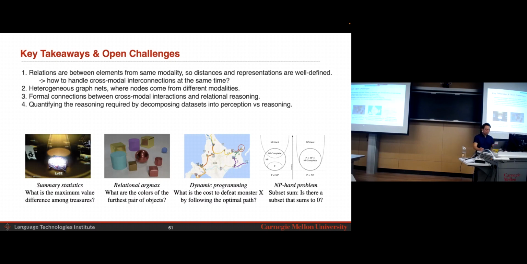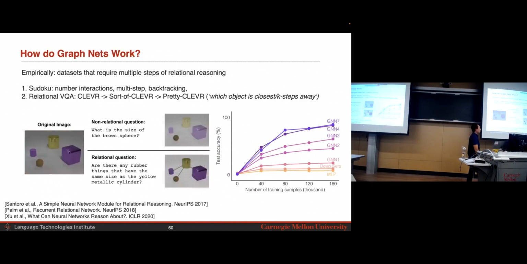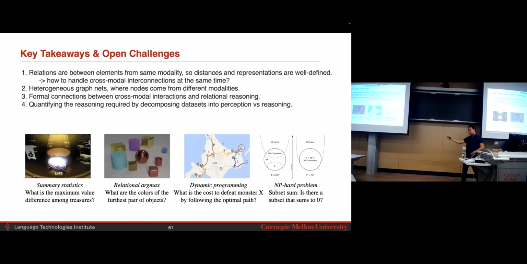And finally, one interesting thing is that many datasets claim to require reasoning, but people soon realized they don't require reasoning, so I'm going to build a more difficult dataset. We saw this with CLEVR, right? You started with CLEVR. People claimed that CLEVR was a dataset for reasoning, and people realized they can solve it using one step of reasoning. So people built Super-CLEVR, and then people built Pretty-CLEVR, to get more and more difficult reasoning datasets. So how can we actually quantify the reasoning that is required to solve a dataset versus just one-step perception? That's a big challenge.